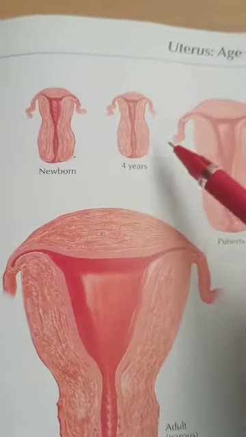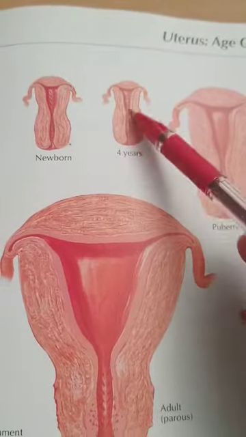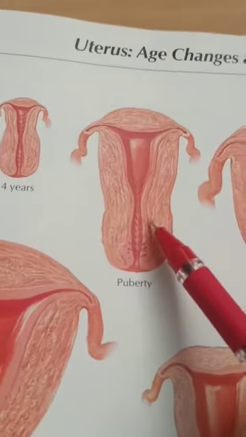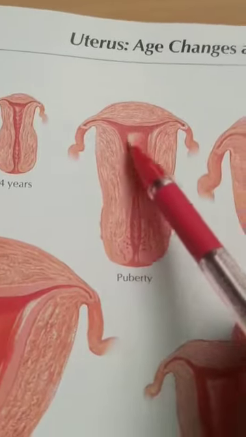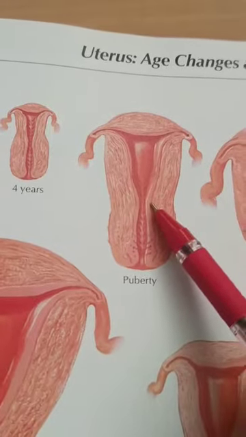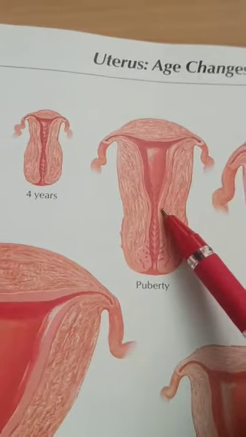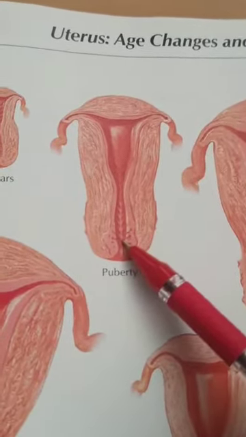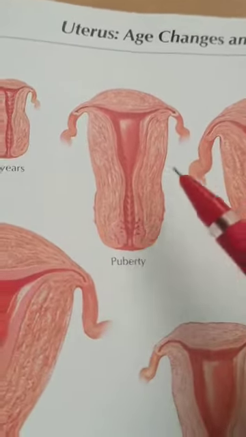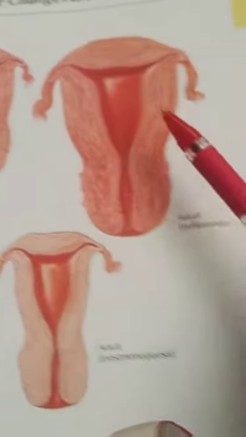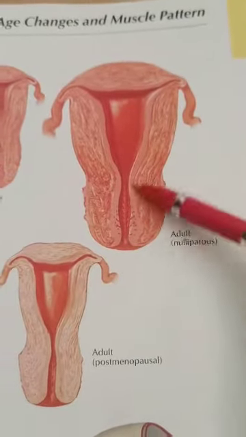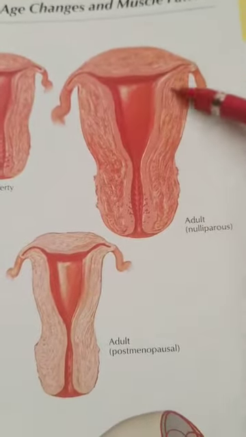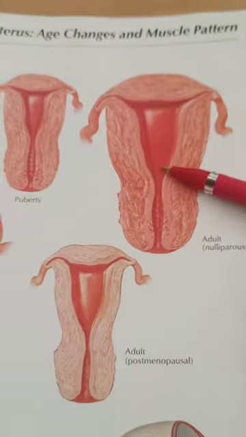And up to puberty. When it reaches puberty, you can see the uterus will enlarge and descend into the adult position. And here we can make out the arbor vitae uteri. Then this is the adult nulliparous uterus. Here the cervix becomes small, and the body and fundus become enlarged.